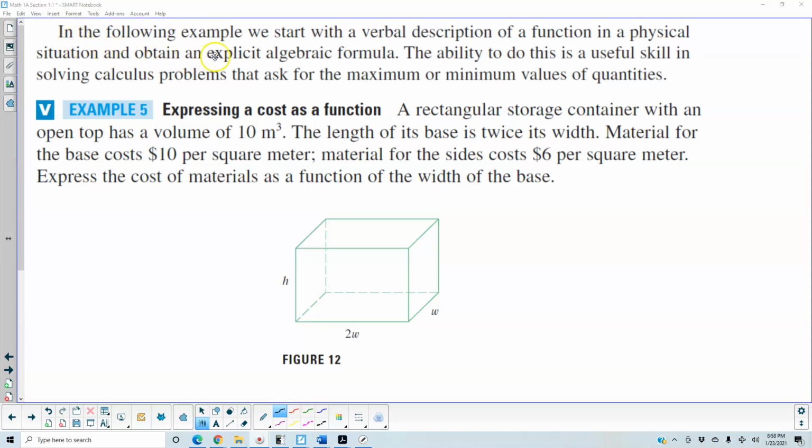In the following example, we start with a verbal description of a function and a physical situation, and then obtain an explicit algebraic formula. The ability to do this is a useful skill in solving calculus problems that ask for the maximum or minimum values of quantities. For example 5, expressing a cost as a function.